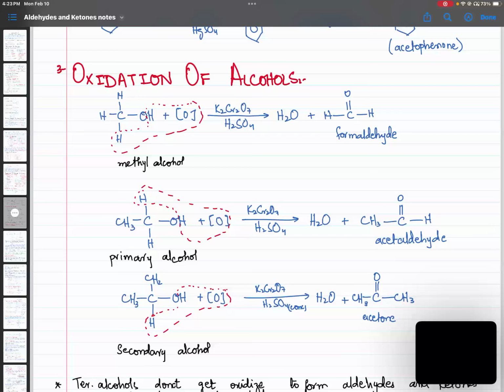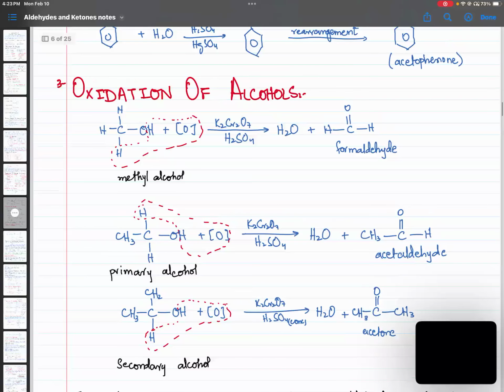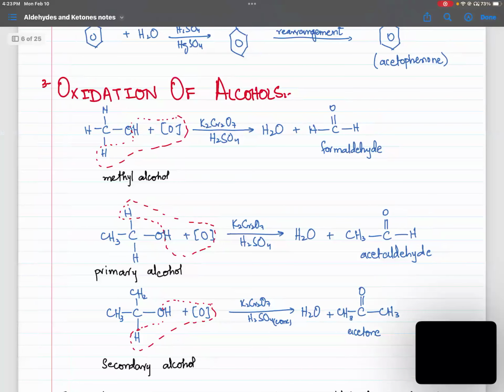Okay, now let's see that we need to discuss the oxidation of alcohol. So what will happen when we do the oxidation of alcohols? Oxygen is basically supplied from where? It is supplied from this potassium dichromate, okay? This potassium dichromate is basically the oxidizing agent for us. It's one of the best oxidizing agents in chemical reactions usually.